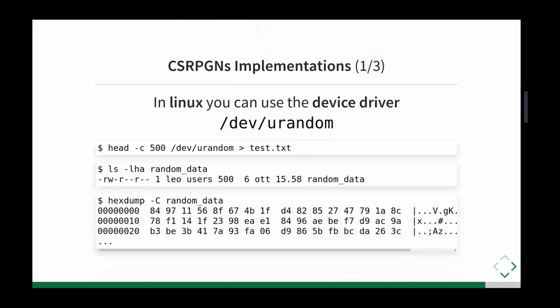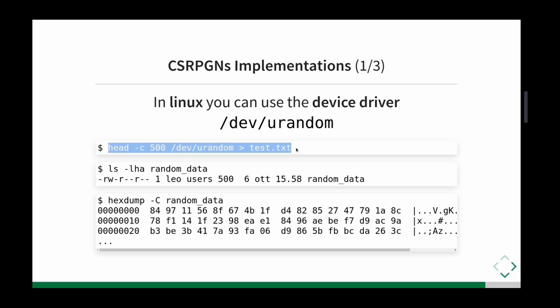I mean, there are various ways. But before showing the various ways, for example, I can show that in Linux, you can use the device driver dev.random like this. So you do head, which takes the first 500 bytes from this. Now, device drivers in Linux are like files. You can access them like files.